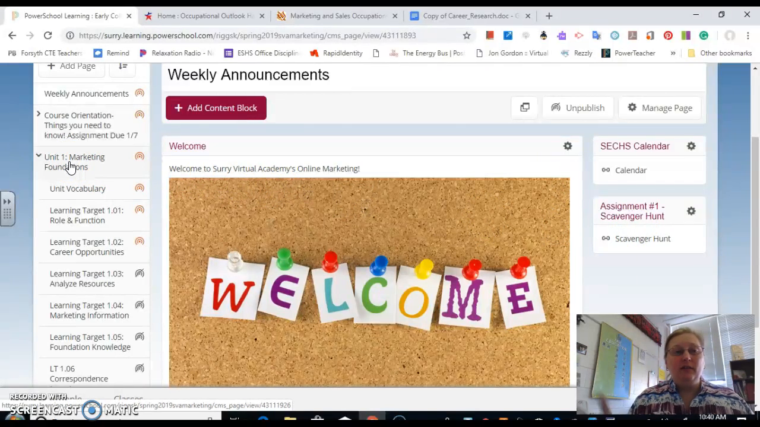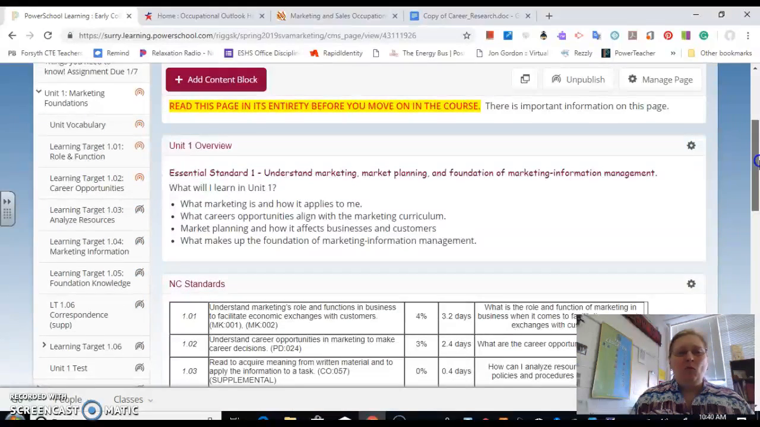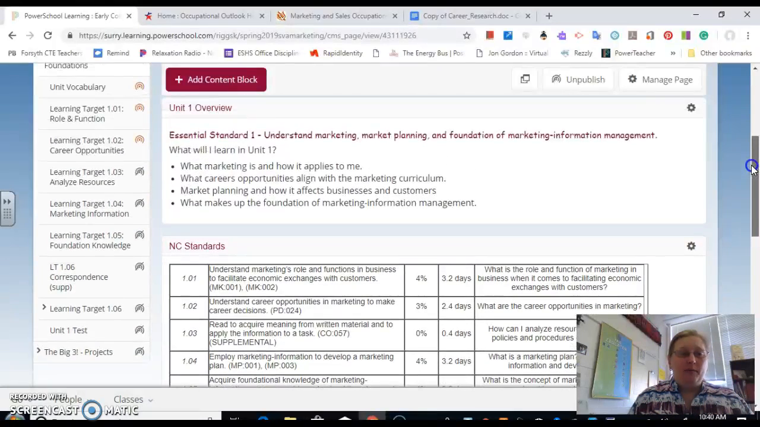Unit 1 is the marketing foundations. This is where the bulk of vocabulary is, so that you can build a good foundation and knowledge base for what marketing is. If you go to Unit 1, it's good for you to read through everything about it. There are 6 different standards, or objectives, that we're going to talk about.